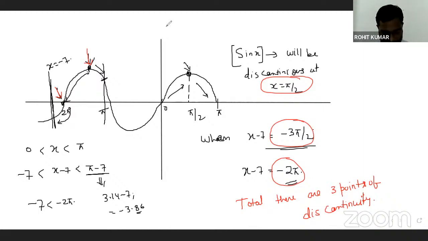Please copy this. This diagram is important. I'll wait a minute for you guys to answer.